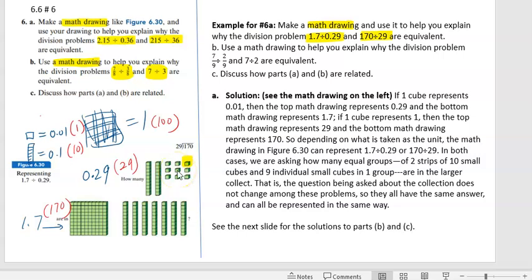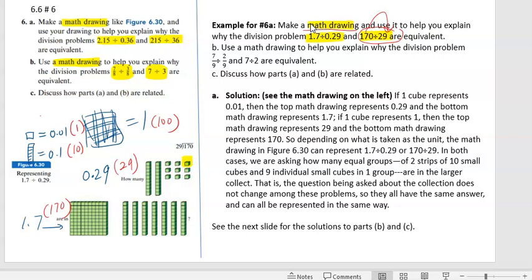So here, going back to the drawing, they ask us to make a math drawing, which we have done now. And next, we want to explain why these two divisions are equivalent. We can start with the one with the whole number because it's easier. 170 divided by 29. It's literally asking, 170 contains how many 29s?